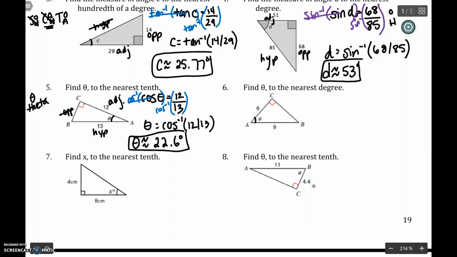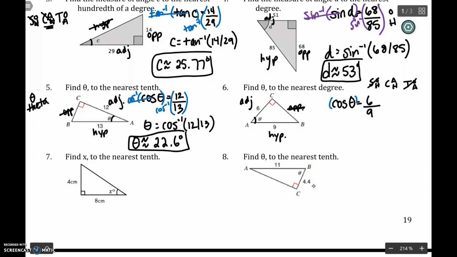Number 6, we're looking for theta. Across from it would be the opposite. Across from the 90 would be the hypotenuse. And next to the 90 and the angle is the adjacent. Our opposite side is blank. So if you look at your SOHCAHTOA, we can't use anything that has opposite. So that's no sine and no tangent. We're going to be using cosine again. So cosine of theta equals the adjacent, which is 6, over the hypotenuse, which is 9.